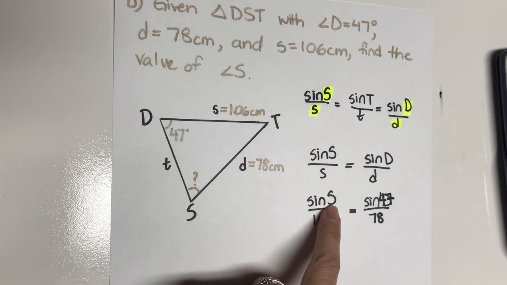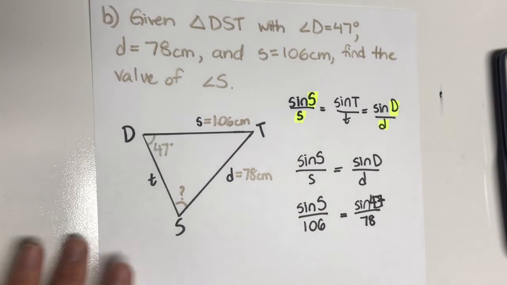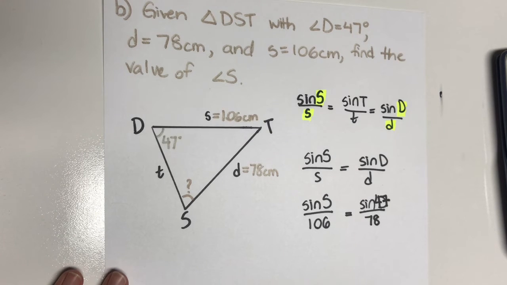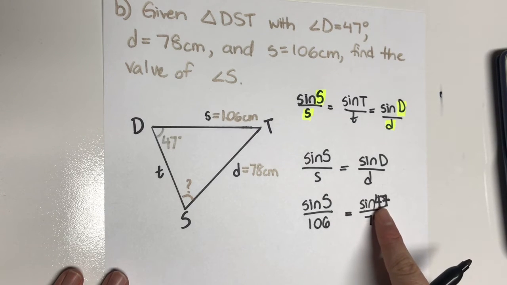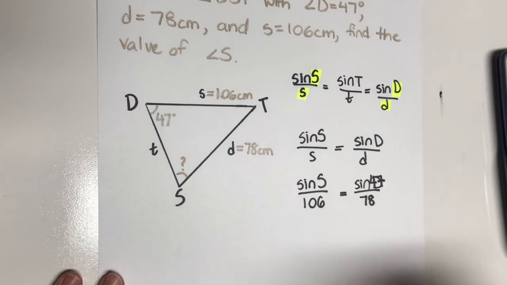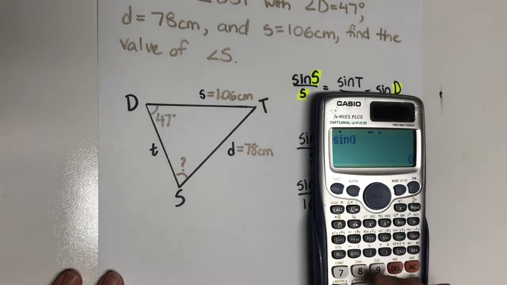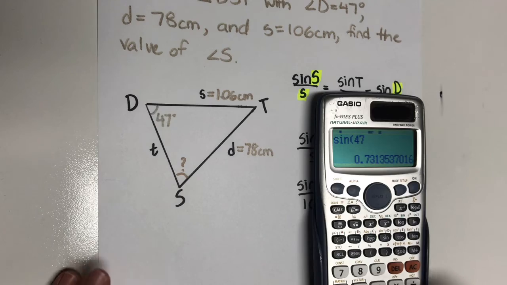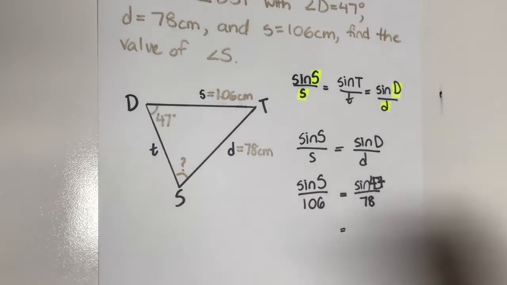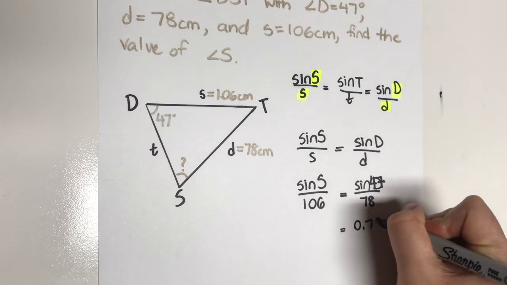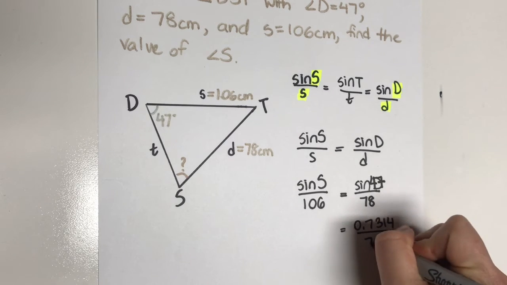So now I'm trying to find what angle S is, so I need to simplify and rearrange this. This time I'm actually going to put this in my calculator just to show you that you can do it this way also. I can put sine 47 into my calculator to get rid of that sine and just have a decimal. I'm going to round to 4 decimal places, so 0.7314. Everything else stays the same.